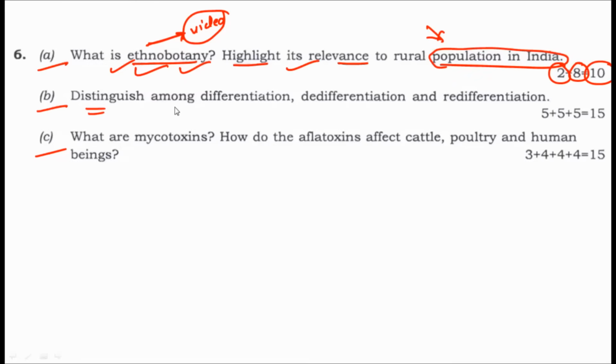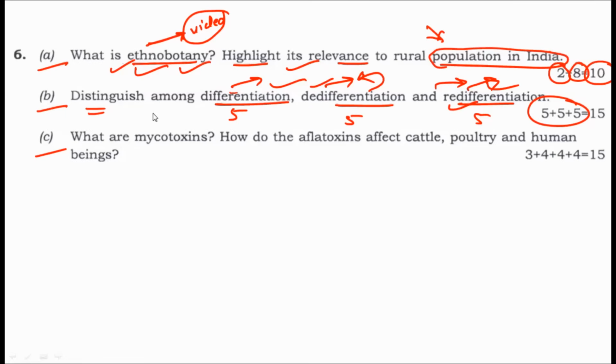Now, the next sub question is: differentiate among differentiation, de-differentiation, and redifferentiation. Each carries 5 marks, making it a total of 15 marks. These are very simple terms. If you have understood how plant growth occurs, there are meristematic cells and how they get differentiated, and if they get de-differentiated, they become meristematic again. Through these meristematic cells, there is again a formation of new cells by differentiation. The process is called redifferentiation. For just writing down the definitions of these three terms, you will get 15 marks. So again, quite a comfortable answer can be given for this particular question, right?